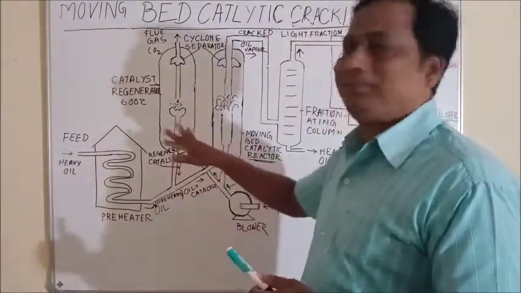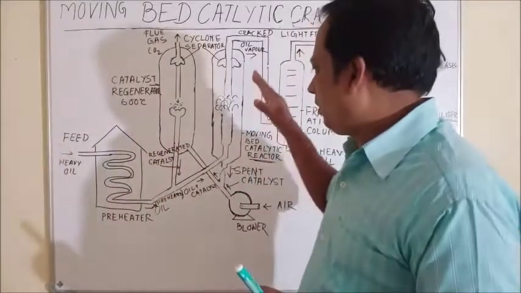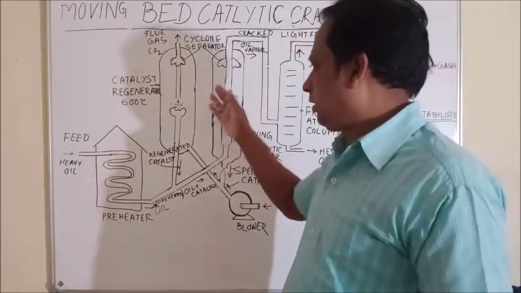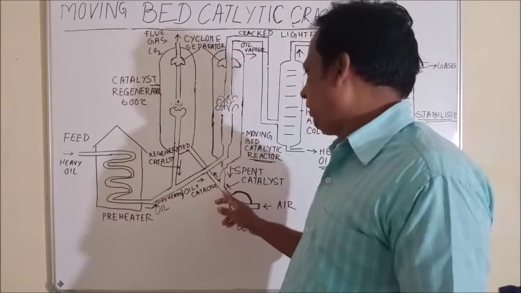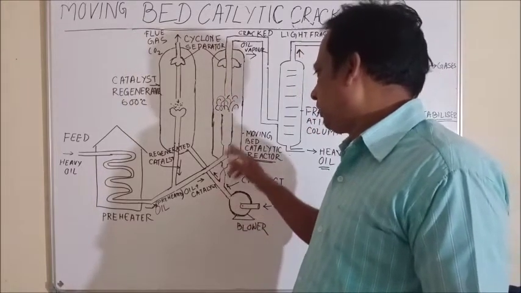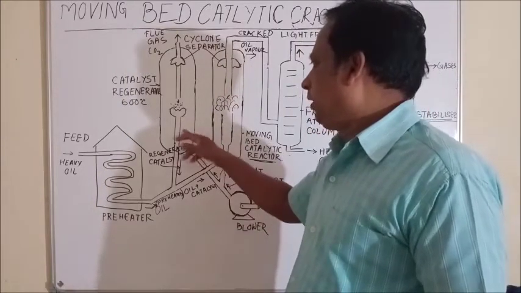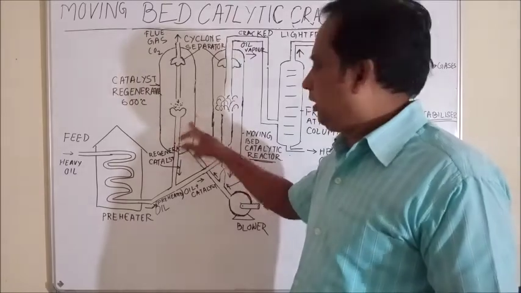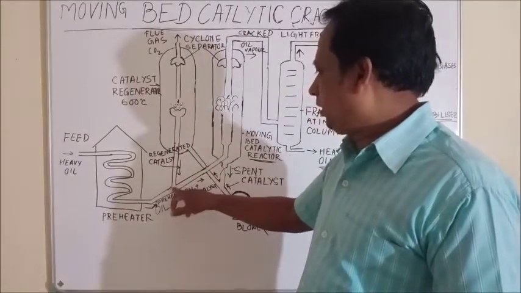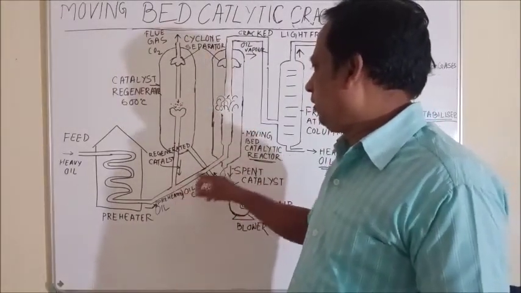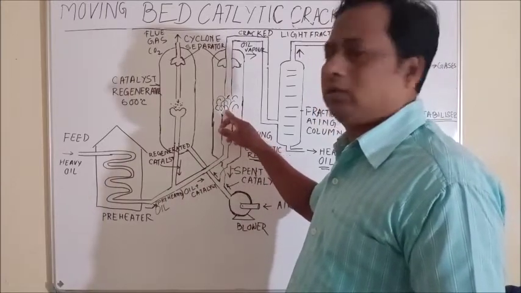But in this case, what happens? We are not taking out the catalyst. The exhausted catalyst is automatically falling to this line, going here and getting regenerated, and after regeneration it again comes to this line. Again it goes with the oil, and again it starts its working.